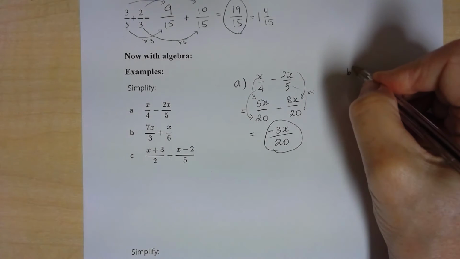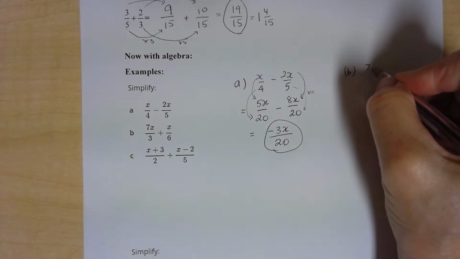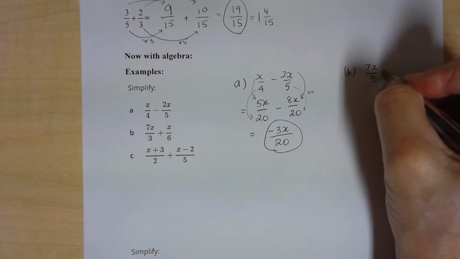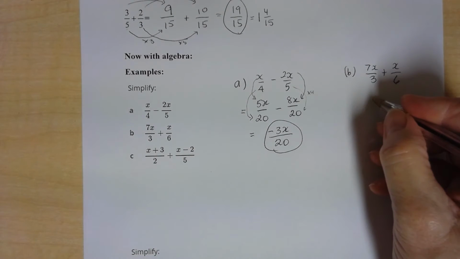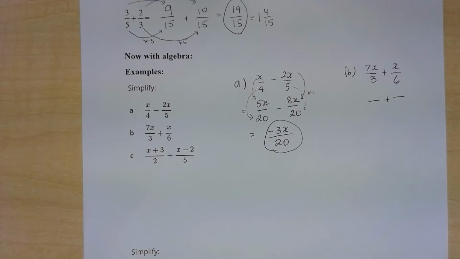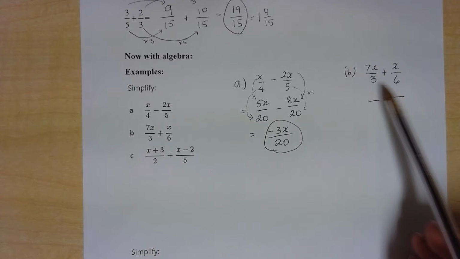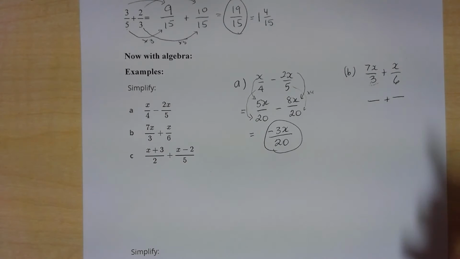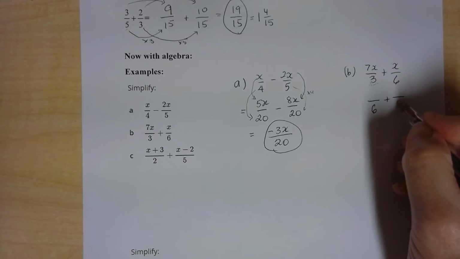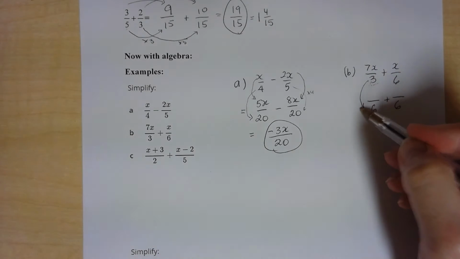So B is 7x over 3 plus x over 6. Now, if you multiply and get 18 for your common denominator, that's fine. But the other method is saying, does the smaller number divide into the bigger number? And it does, so I'm going to do that. So I'm going to make this 6, because I know I can just multiply by 2.